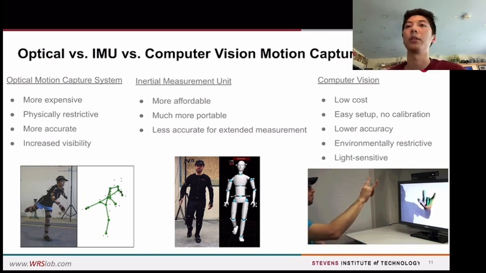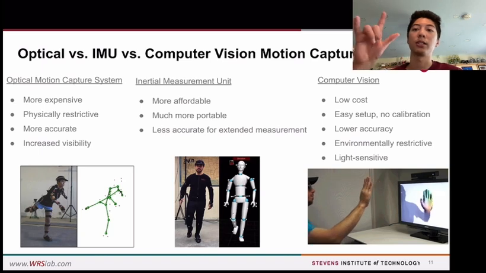There's no calibration and there are no attachable parts to the patient. But the trade-off here is lower accuracy, and they're environmentally restrictive and light sensitive. Like this GIF here, this is within perfect conditions, and you can still see the thumb glitching in and out, which is kind of a shame.